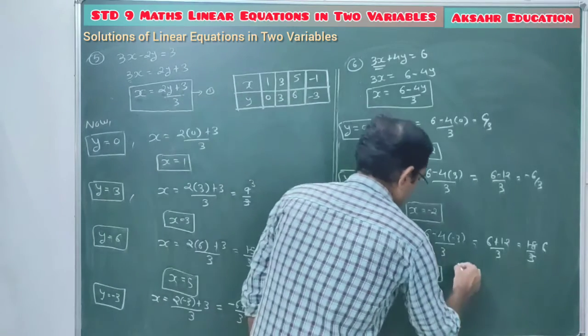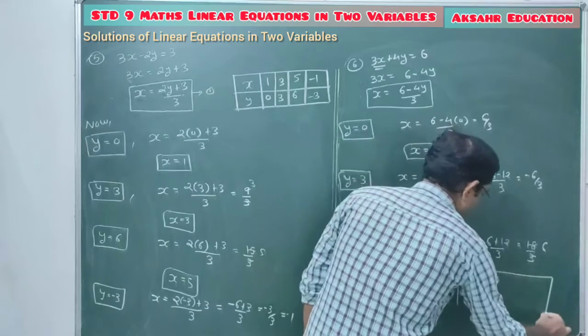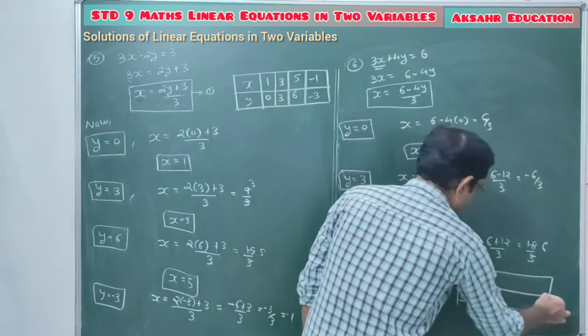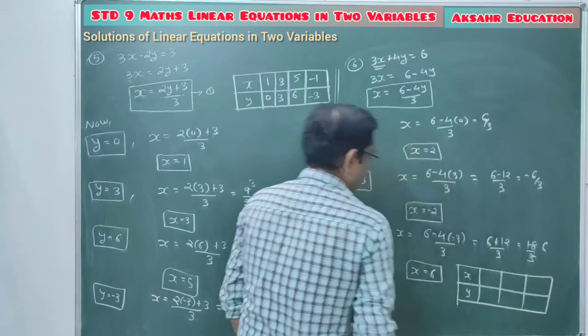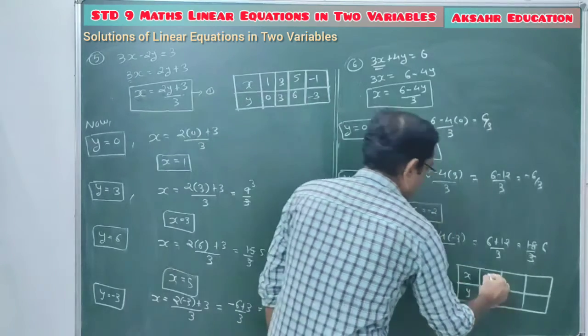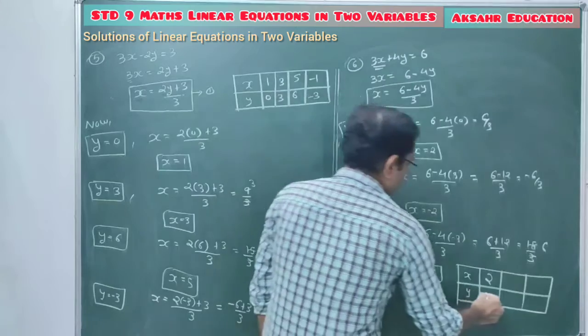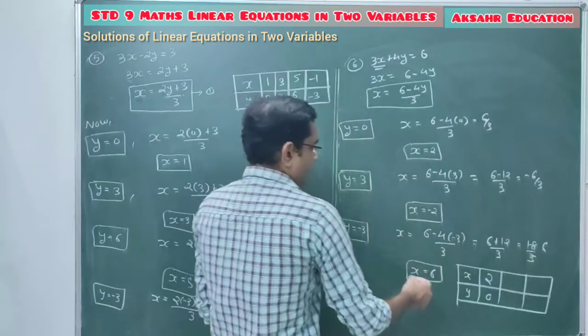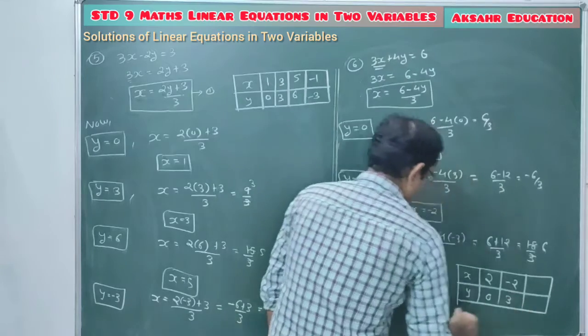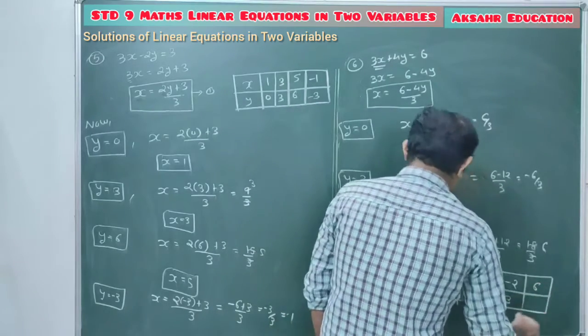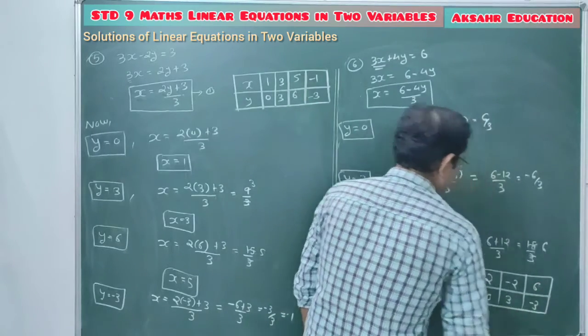So draw its coordinate box. So this is the coordinate box. Here write the values of x and y. So first case, x equal to 2, for that y equal to 0. When you are getting x equal to minus 2, for that value of y is 3. And if you are taking x equal to 6, the corresponding value of y is minus 3.